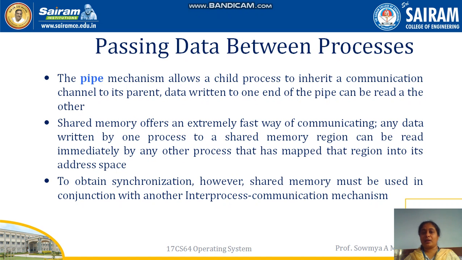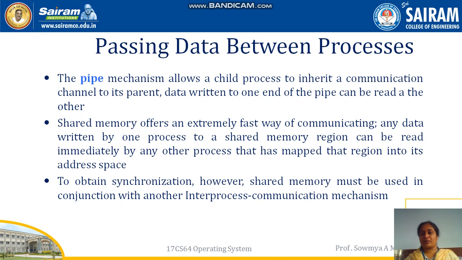Next, passing data between processes. A pipe is a mechanism used to pass data or to communicate between a parent process and a child process. Whenever the child process needs to inherit data from the parent, the pipe mechanism is used to write the data to the child process, and the pipe can also read the data from the other.